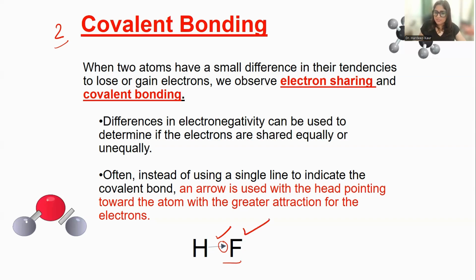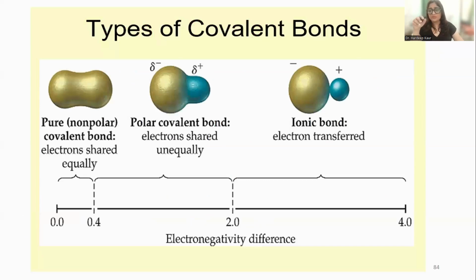So here fluorine is more electronegative than hydrogen. By using this scale, we can get to know that covalent bonds can be non-polar covalent, polar covalent, and also ionic bonds. What is the difference between polar and non-polar covalent bonds? A pure non-polar covalent bond is when the electronegativity difference between the two atoms is zero. But if it is less than two, if it falls in this range, then we say it is a polar covalent bond.